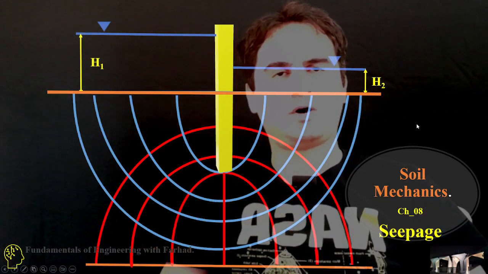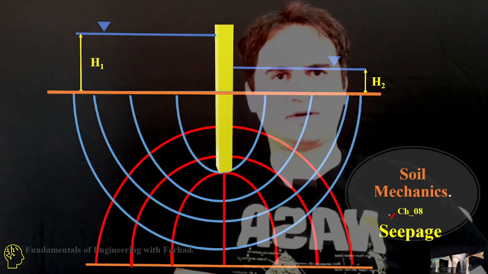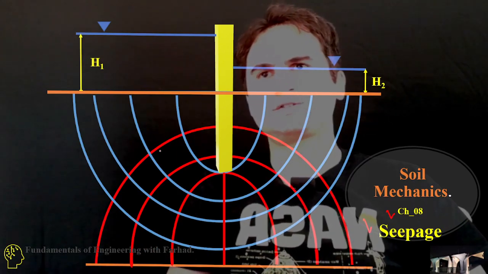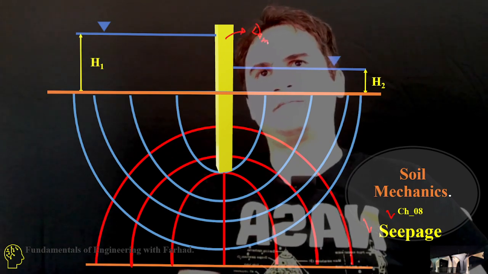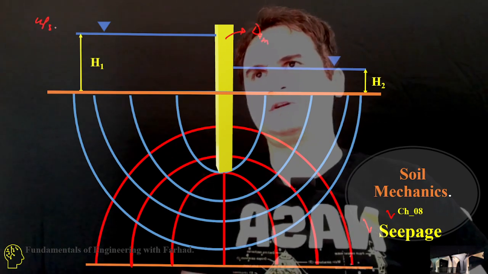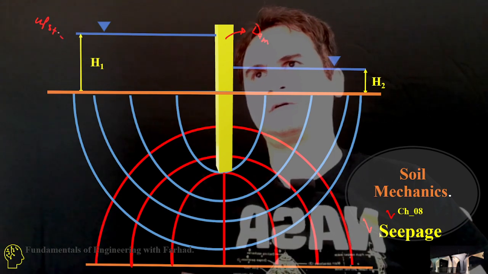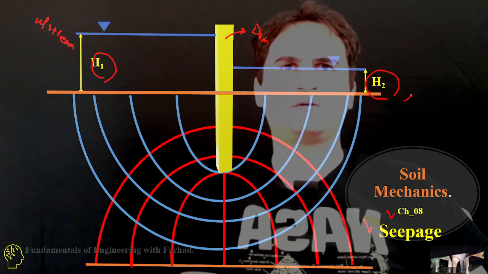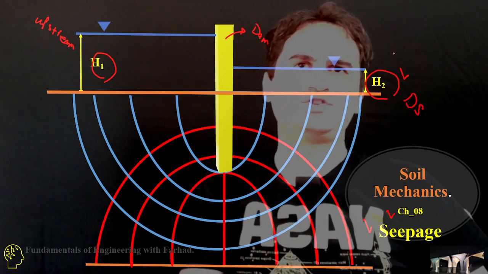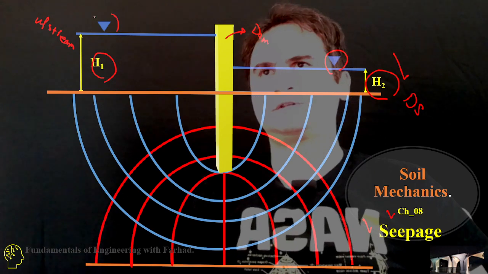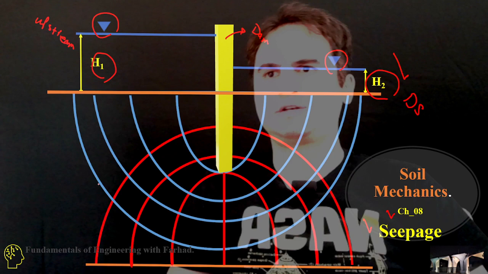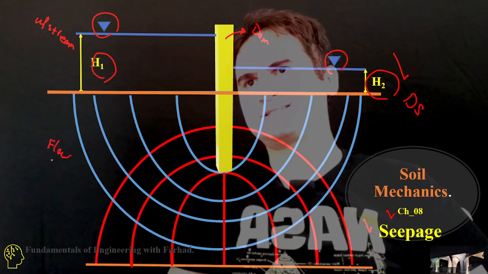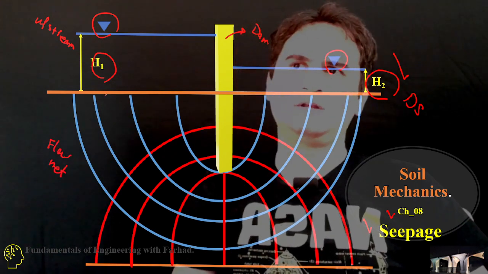Geotechnical Engineering Part A, Soil Mechanics, Chapter 8, Seepage. If we want to construct a flow net over a dam with the upstream of H1 and downstream of the dam with H2 height of water, let's see how we can approach this problem to construct the flow net. As you can see, the soil beneath the dam.